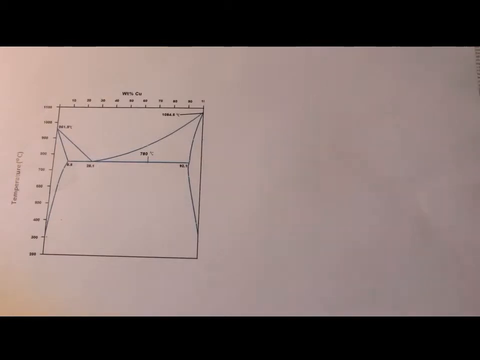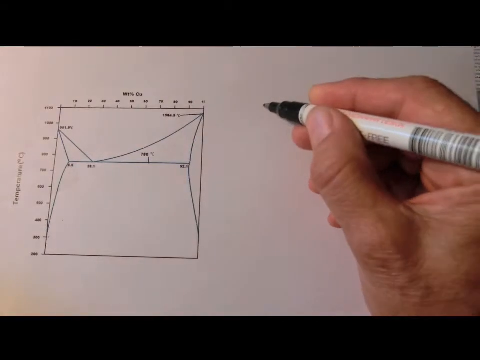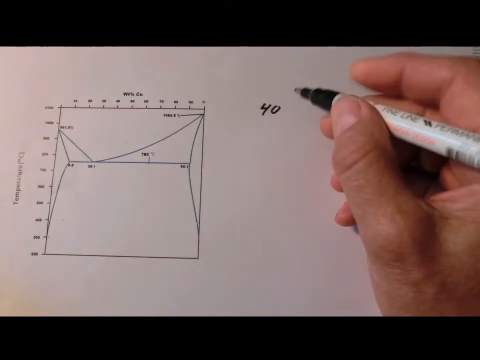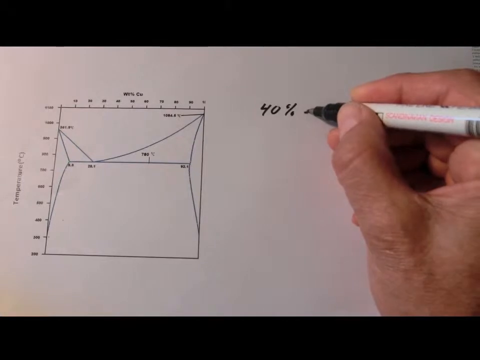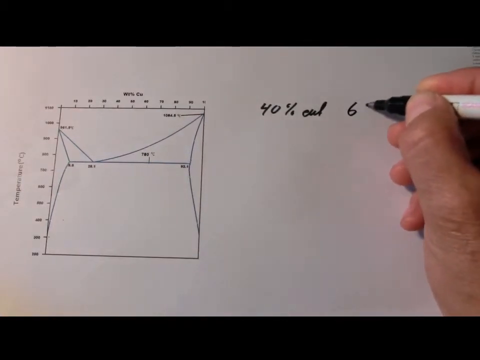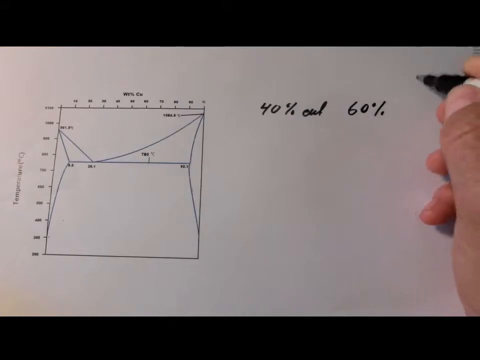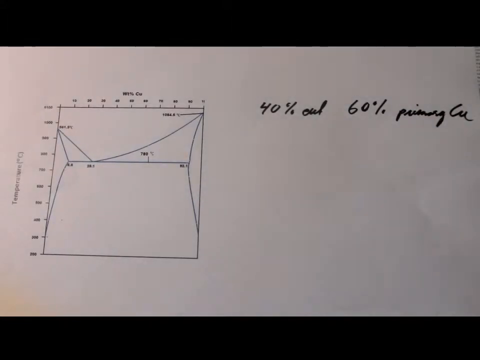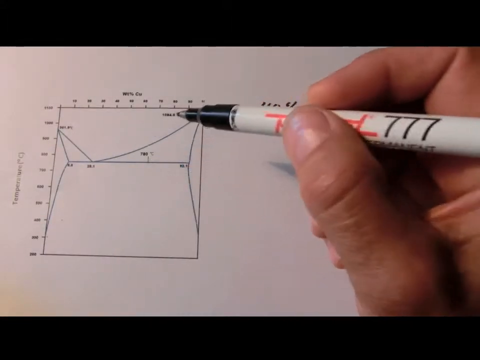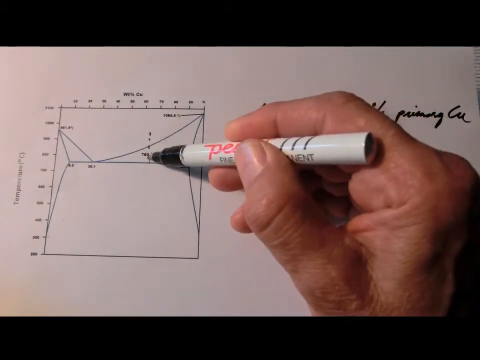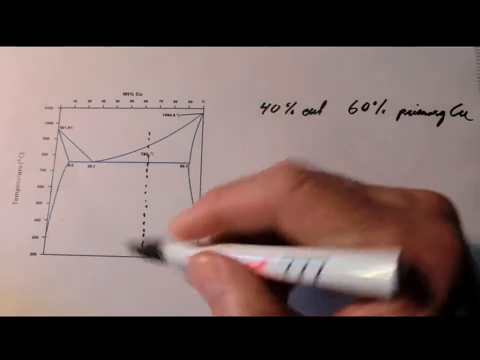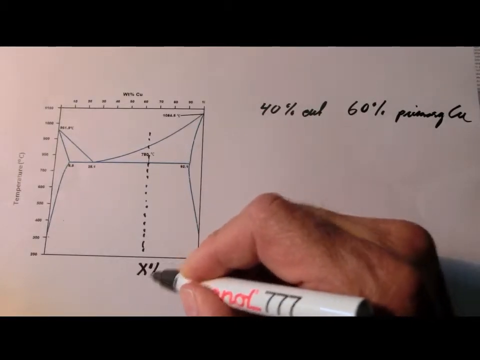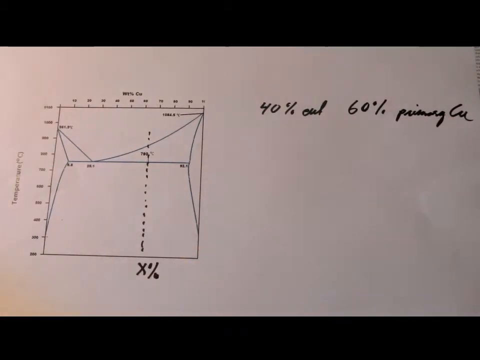Well, we have 40% eutectic structure and 60% primary copper. That is, we write that down here: 40% eutectic and 60% primary precipitation, primary copper, which was copper dendrites. And now we know that we are in this region of the diagram, and we just put in a line here and call that composition X% copper. That's what we want to calculate.